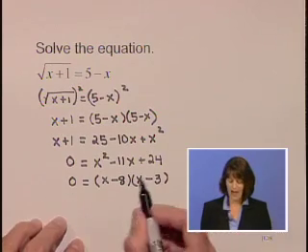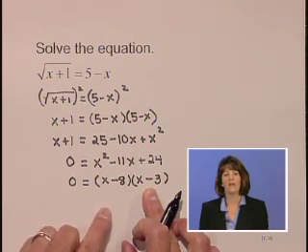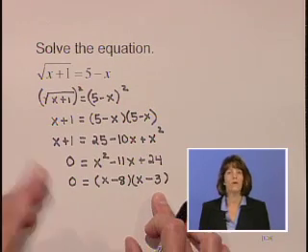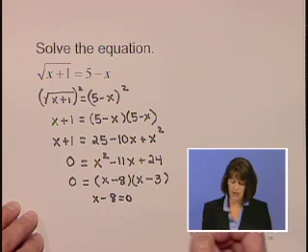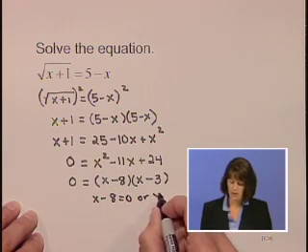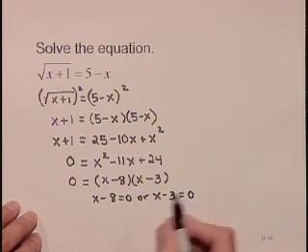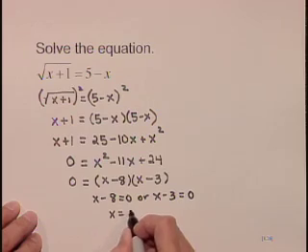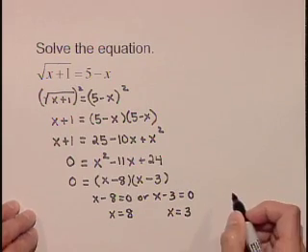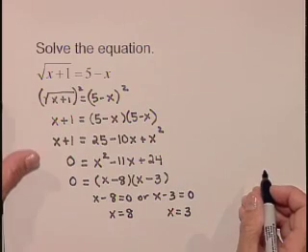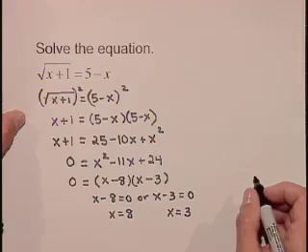The zero factor property then says if we multiply two things together to get 0, then one or the other is 0, or both. So we set x minus 8 equal to 0. We set x minus 3 equal to 0 as well. So our possible solutions here are x equal 8 and x equal 3. Let's be sure to check both of these solutions in the original equation.